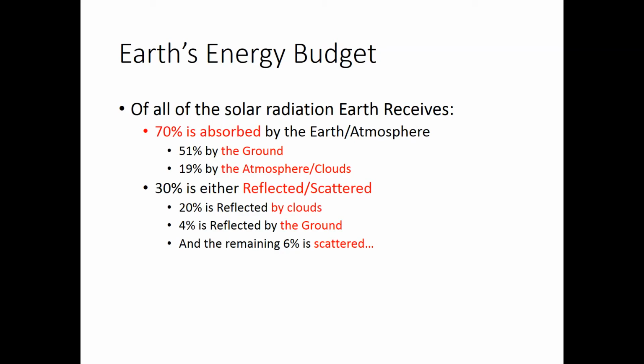Now, we've already talked a lot about this in our discussion on radiation, and I also talked a little bit about this concept called albedo. That deals with the other 30%. And this 30% is either reflected or scattered. Of this 30%, 20% is reflected by clouds, and 4% is reflected by the ground. However, there's another 6% that we haven't really talked about yet.